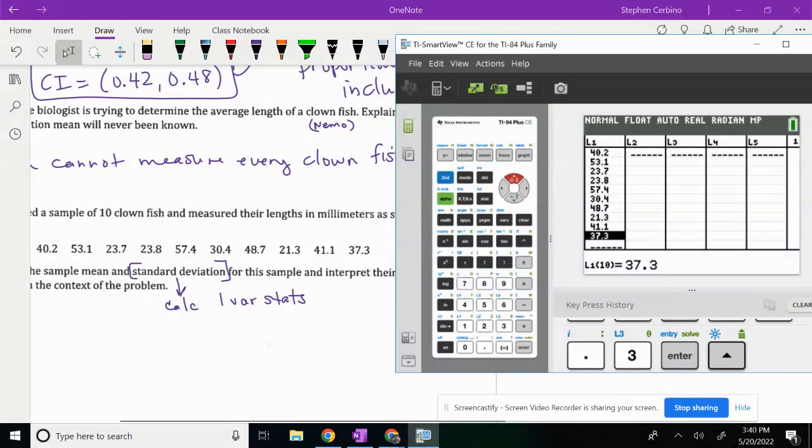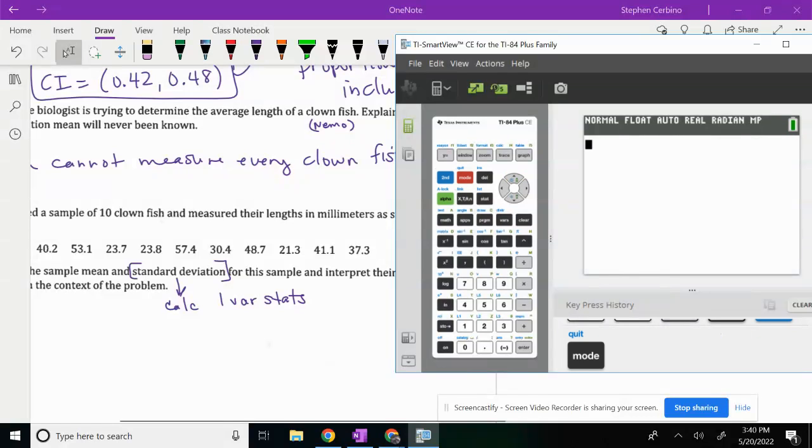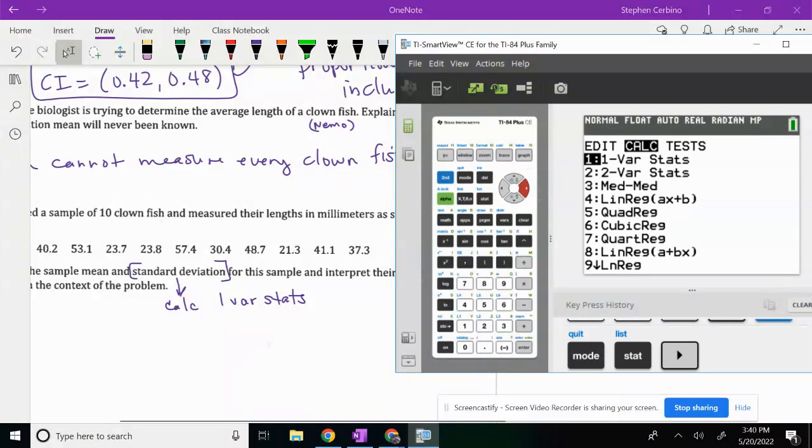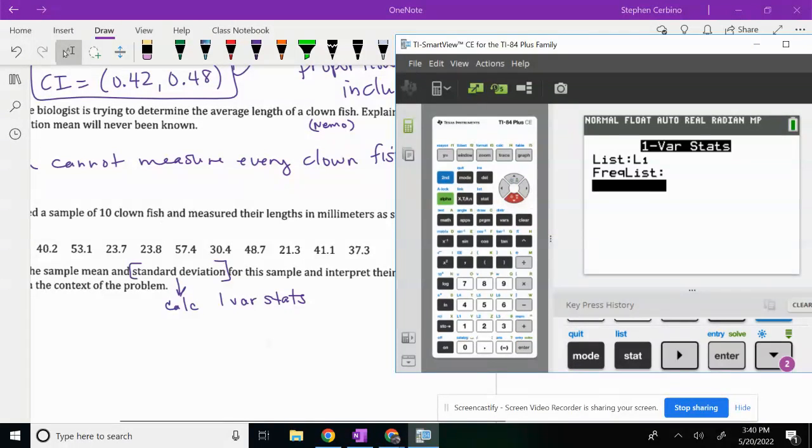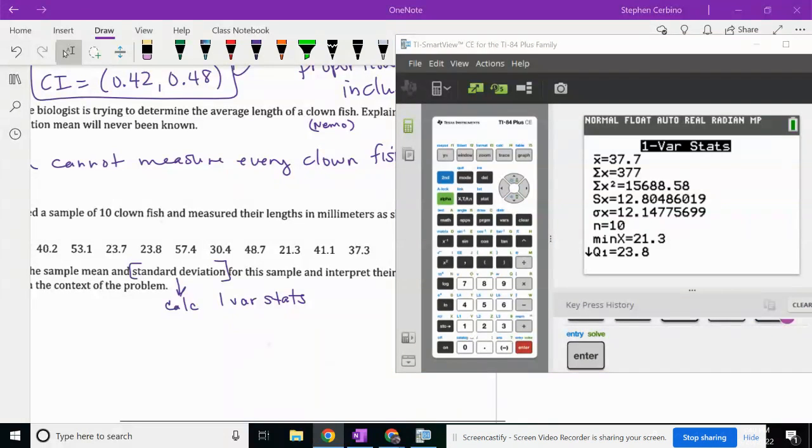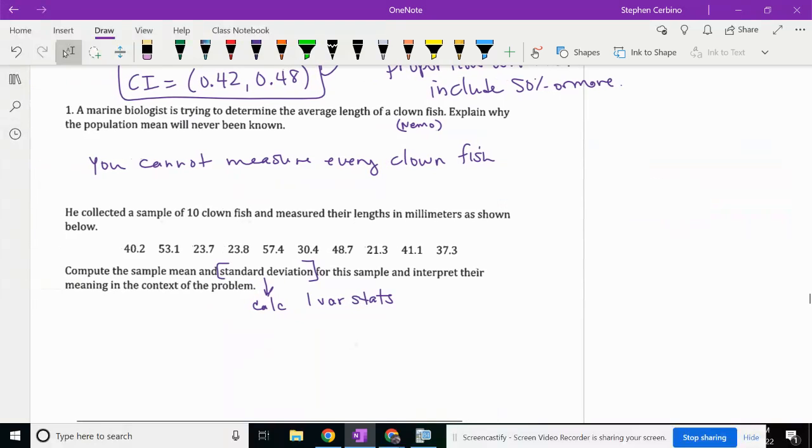All right, so now that we have all of our data in, I can hit second quit. The mode button is quit. It's right next to second. We'll hit stat, go to calculate. We'll go to 1-bar stats. Again, make sure your frequency list is blank because we don't have a frequency for this. And hit enter. It's going to tell us the mean. We talked about that in lesson 8, 37.7. So let's put down our sample mean. Our sample mean is 37.7.